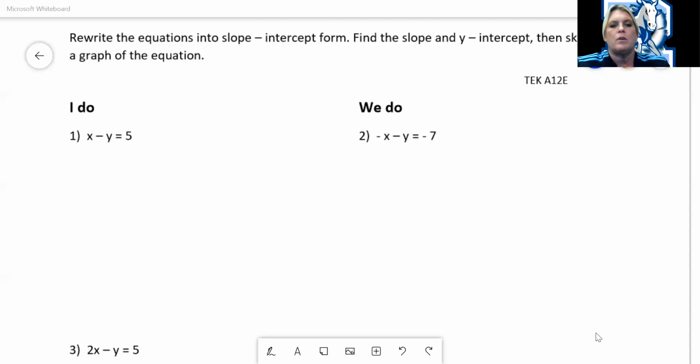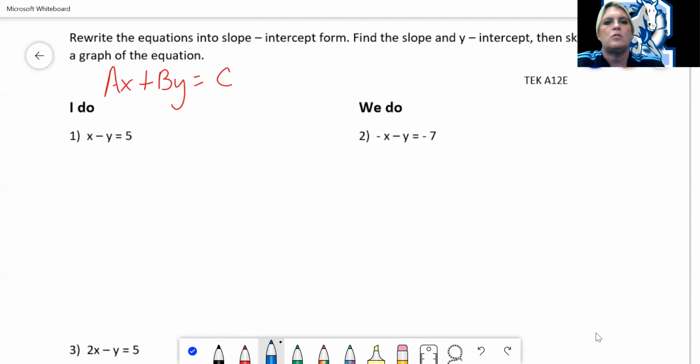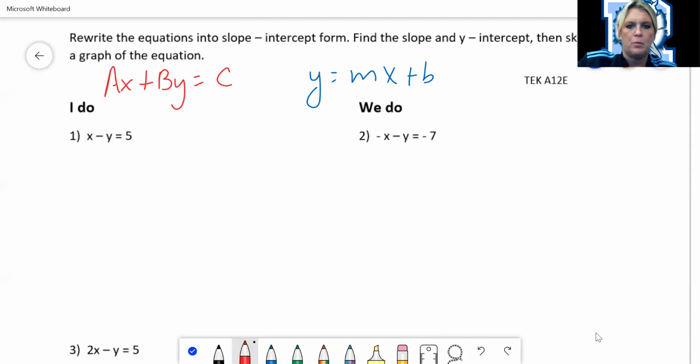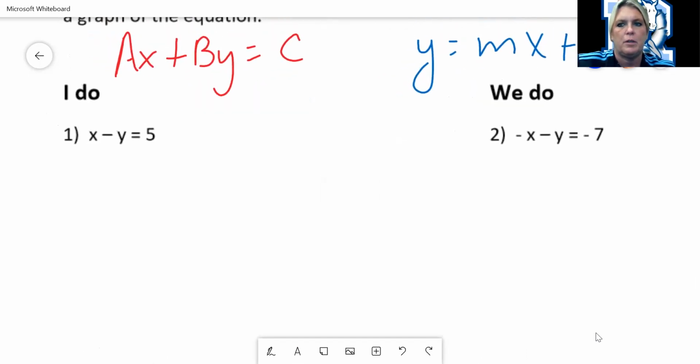Okay, so the first thing we want to talk about is the fact that standard form is ax plus by equals c. We are trying to move this into slope-intercept, which is y equals mx plus b. So on the very first one, let me bring my board and make it a little bigger. There we go. Move this up and down a little bit.